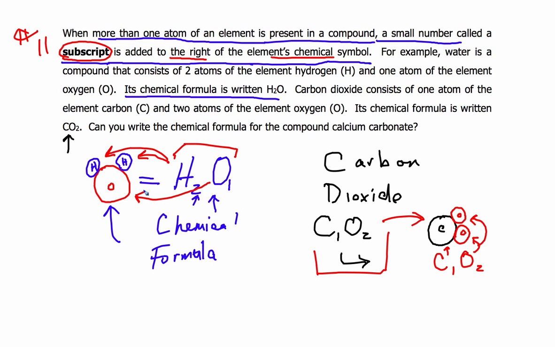Okay, so before we finish here, get your green pencil. And so, what is a subscript? Well, a subscript is a small number. So I want you to, even though you've got a blue line under here, go ahead and get a green line under it as well. So a subscript is a small number that is added to the right of the element's chemical symbol when we're looking at a chemical formula.